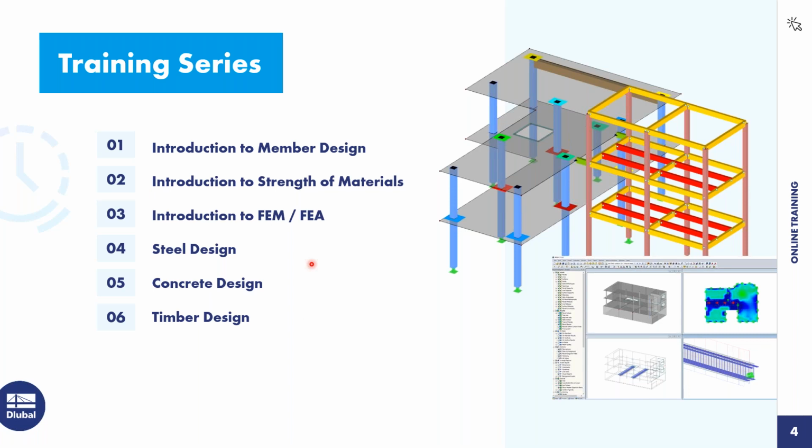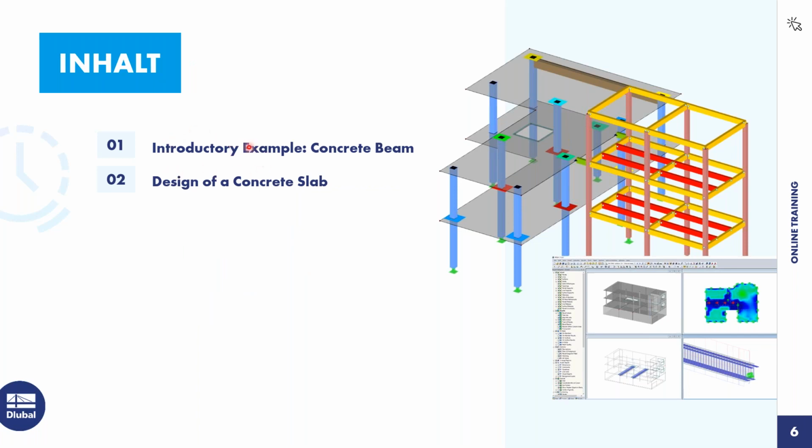Our training series has 6 parts, today the fifth part, the concrete design. What can you expect from today? First of all, we start with an introductory example. We will model together a concrete beam with a cantilever. Then I will hand over to Juliane and she will show you how to design a concrete slab. So let's jump right into it. No theory, only modeling in RFEM 6.